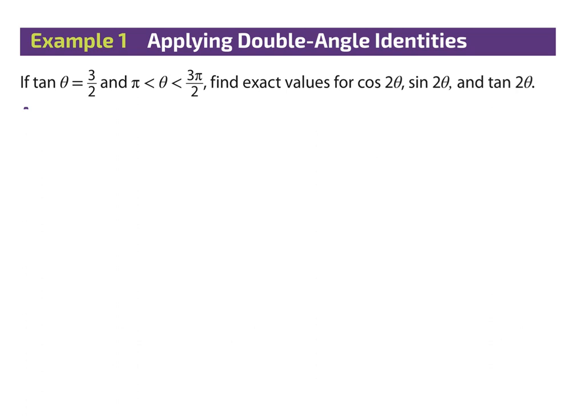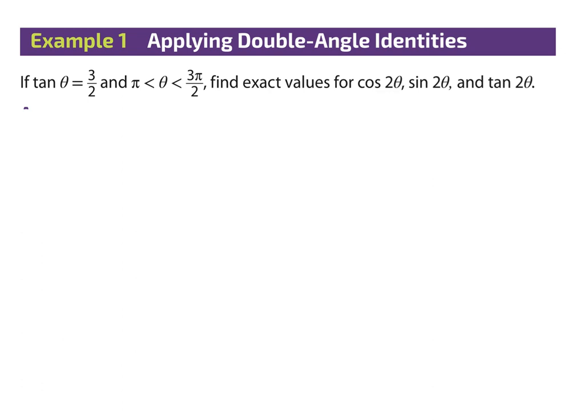All right, so example 1 says, applying the double angle identities. If the tangent equals 3 halves, and pi is less than theta, which is less than 3 pi over 2, find the exact value for cosine of 2 theta, sine of 2 theta, and tangent of 2 theta. So a couple things here. First of all, you have to pay attention to everything they've given you. It is not unimportant.